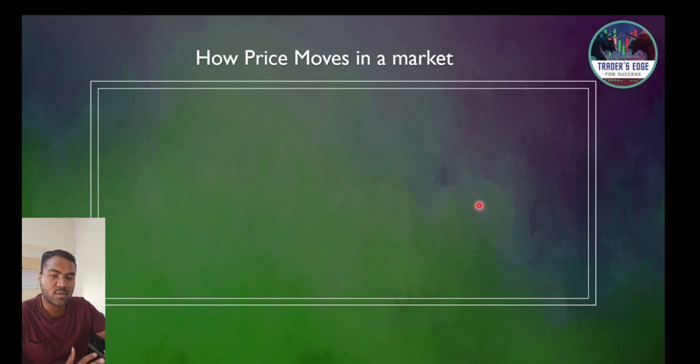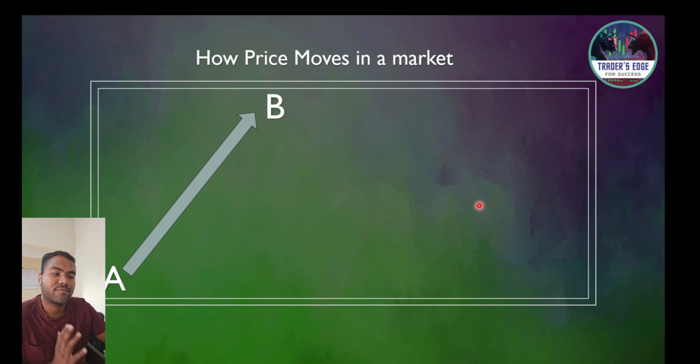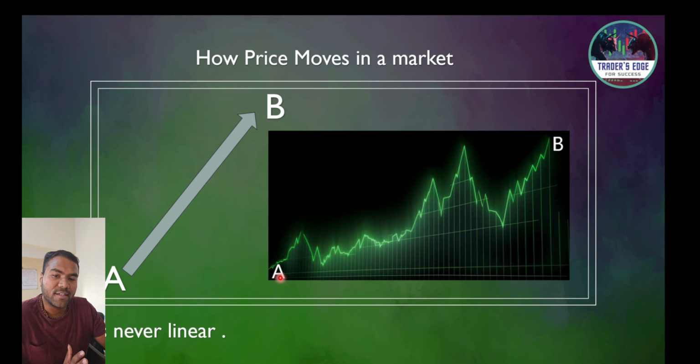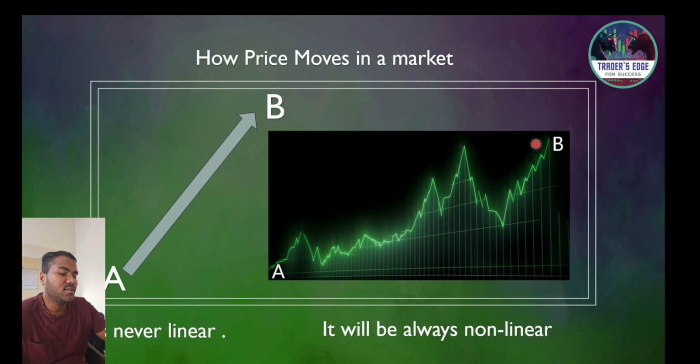So how does price move in a market? For example, if a stock price wants to move from $100 to $200, where A has a value of 100 and B has a value of 200, it will not move linearly. It's never linear. It moves in a non-linear way, which you can see on the chart here. If price wants to move from A to B, it will have both rises and falls along the way. So technically, it will always be non-linear movement in the market.